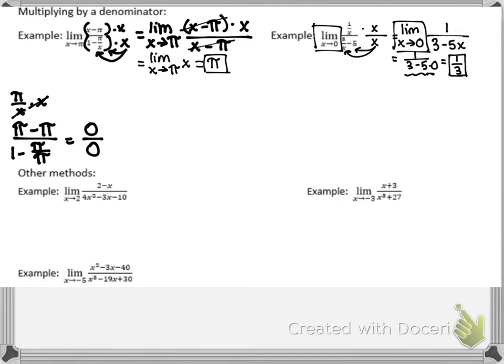Okay, these last three are just a little bit different methods of factoring that we're going to use to evaluate our limits. So on the first one, you should always check and see if you get an indeterminate form, because sometimes it's not an indeterminate form. You can just plug in and get your limit. But plugging into the numerator, you can see we get 0. Plugging a 2 into the denominator, we have 16 minus 6 minus 10. So that does give us an indeterminate form. So let's go ahead and proceed with our factoring.